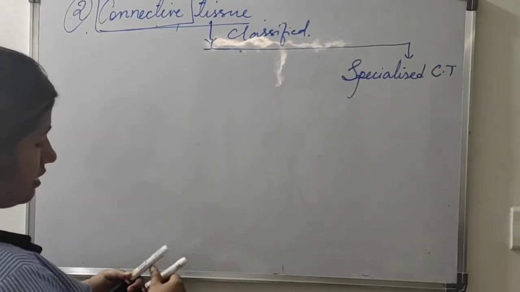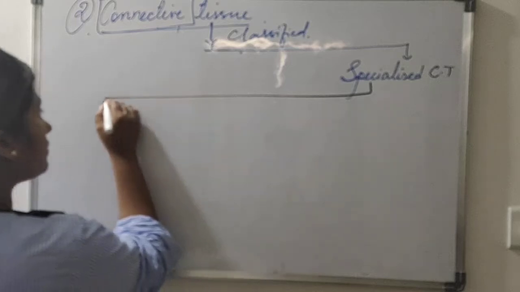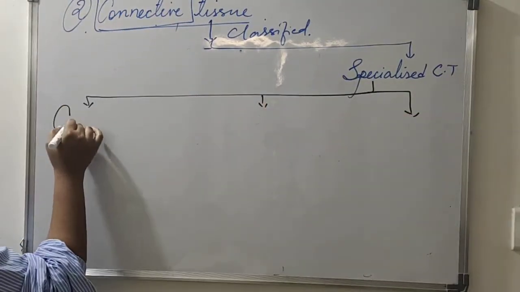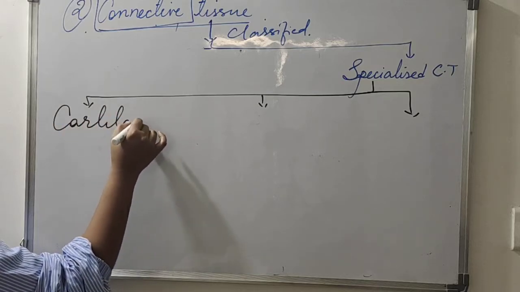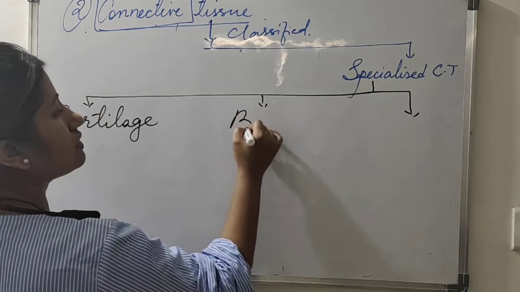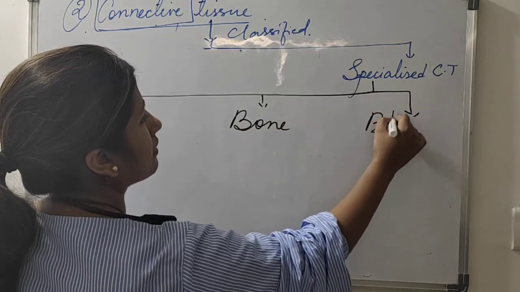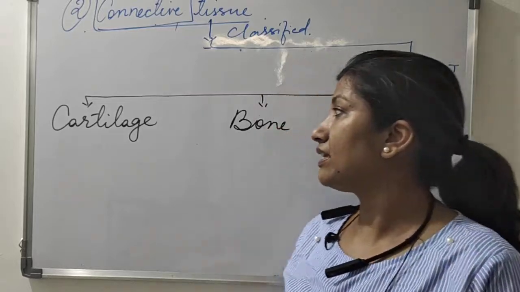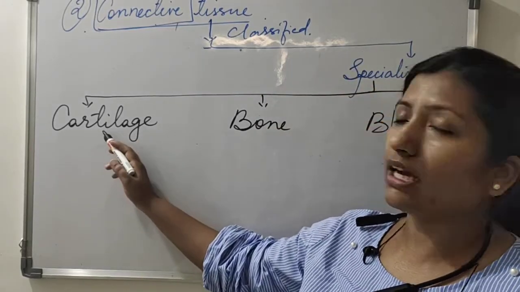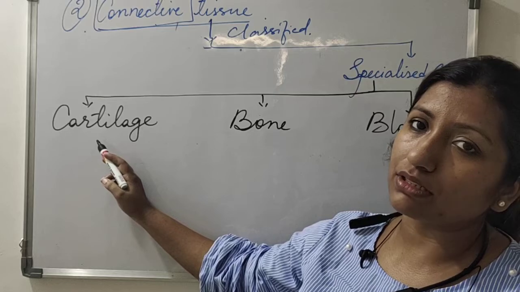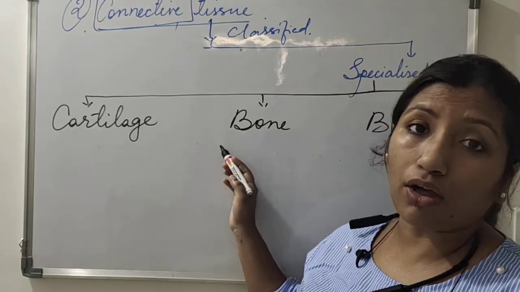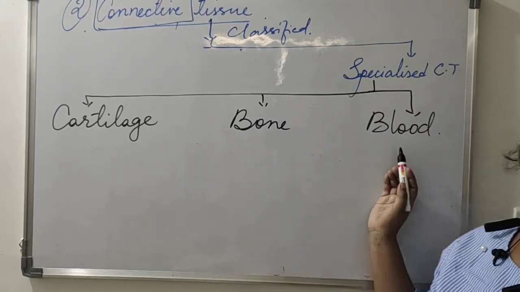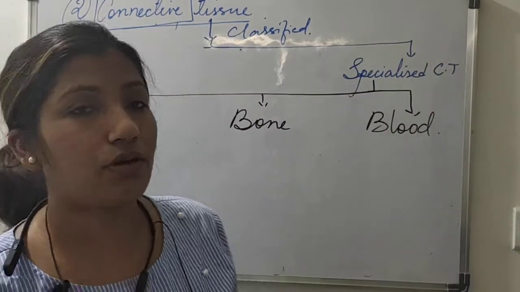So specialized connective tissue is of three types again: cartilage, bones, and blood. A little bit about their structure we have already seen at the beginning. How is the structure of cartilage? It is solid but flexible. How is bone? It is solid but rigid. They are not flexible. How is blood? It is liquid, in the form of fluid.